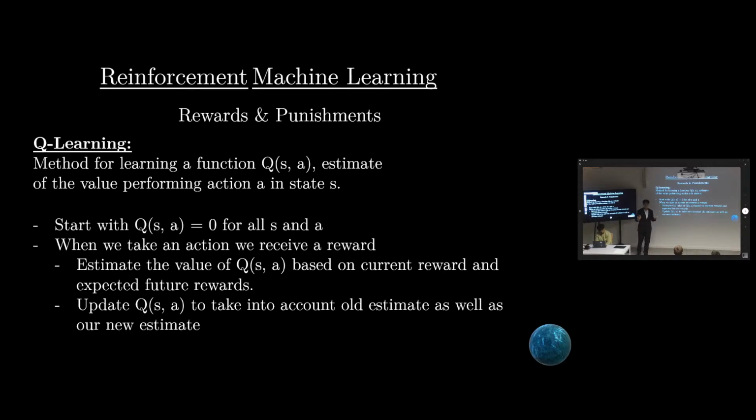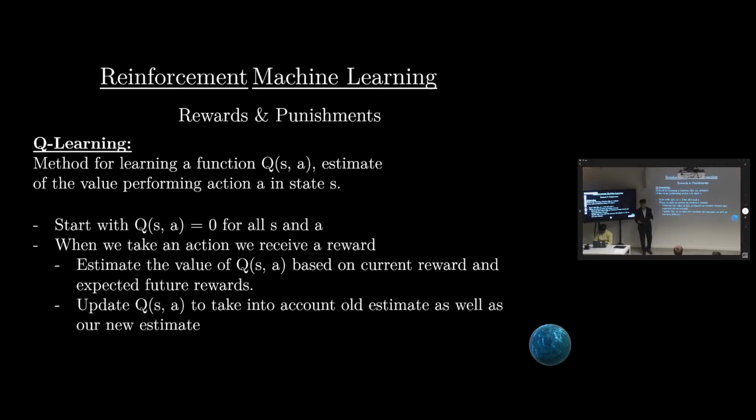So reinforcement machine learning tries to approximate this Q. It tries to find the most accurate reward. So how do we do this? Start with Q(S, A) equal to 0 for all possible states and actions. Then, when we take an action, we receive a reward, right? Could be negative or positive. Estimate the value of Q(S, A) based on the current reward and expected future rewards. Update Q(S, A) to take into account old estimates as well as our new estimate.